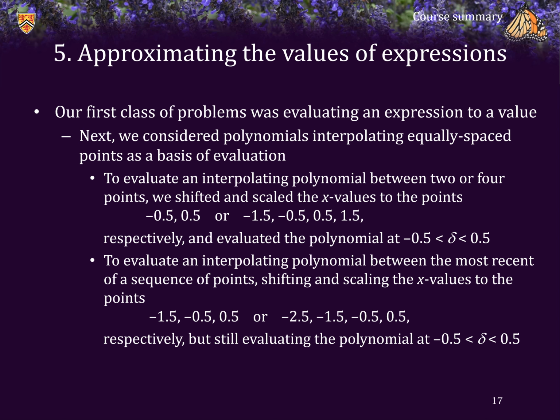Now, also we saw that we may be evaluating data that comes from sampled data in real time, and so consequently we may only have historical data, so instead we want to evaluate data in the most recent time interval, and so once again we shift and scale the x values to match the points on the left for 3 points, finding an interpolating quadratic, or 4 points, finding an interpolating cubic, and then evaluating the function on that last interval by evaluating the polynomial we found at some value of delta between, again, negative 0.5 and 0.5.